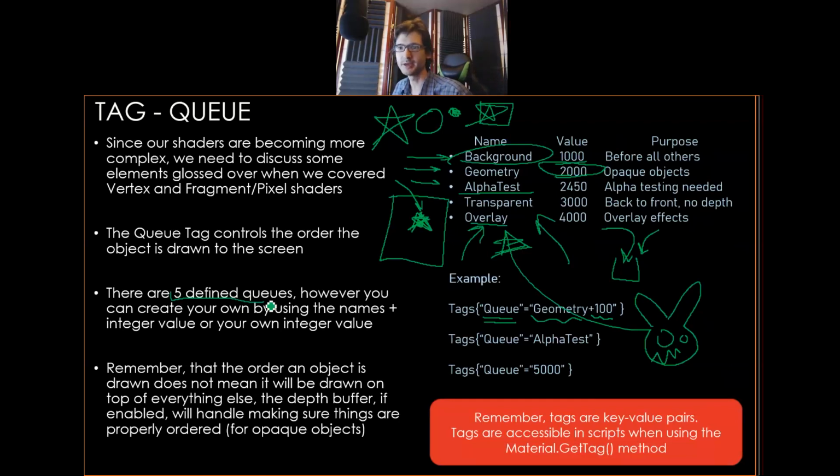So as I mentioned, 5 queues, integer values, lower ones render first, higher ones render later. You can make your own if you want to. Another thing too is remember that they're key value pairs. This is very different from anything else, and it's part of what I hate about writing shaders in Unity is it's like different languages, right?